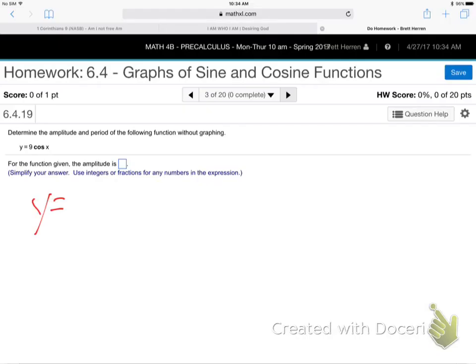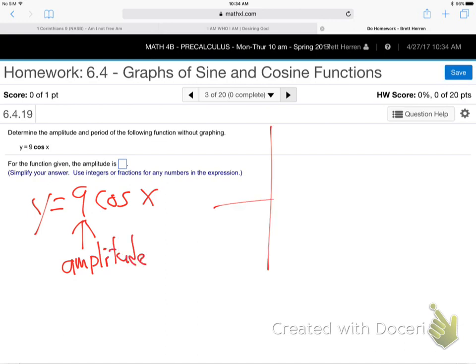Okay, y equals 9 cosine x. That right there is called the amplitude. That means if you were to graph this cosine function, instead of starting up here at 1 like they normally do, going down and up and down and up like that, like a normal cosine, what is that 9 going to do in front? Yeah, it just vertically stretches the thing.